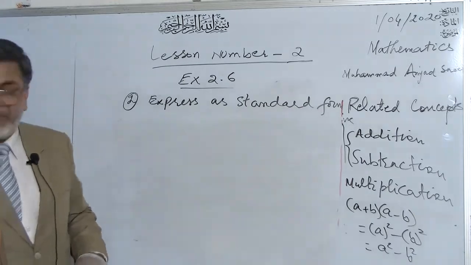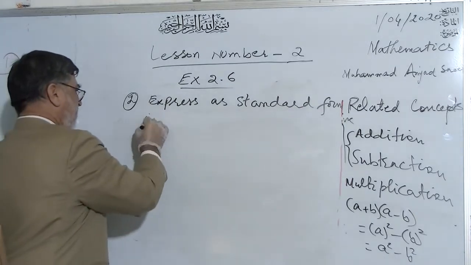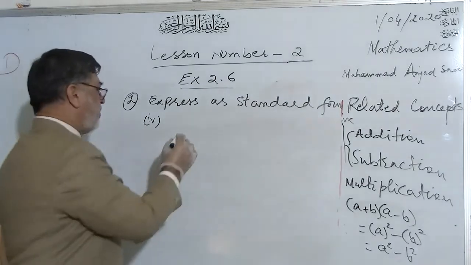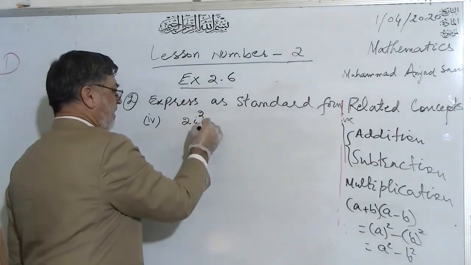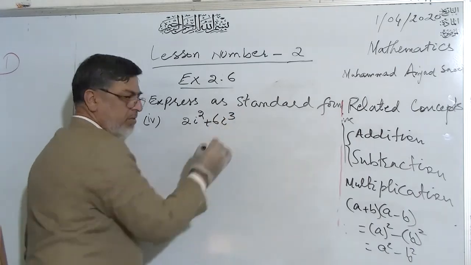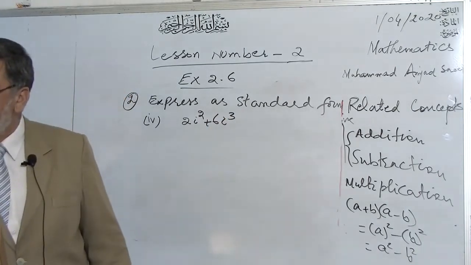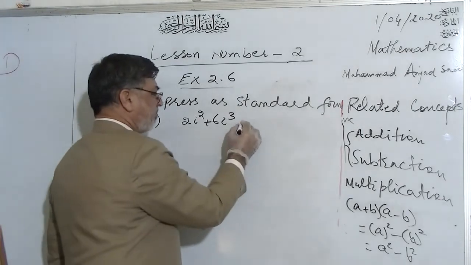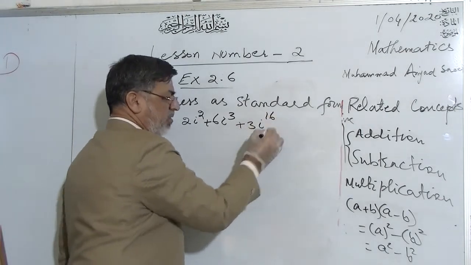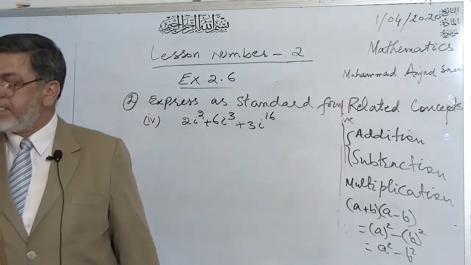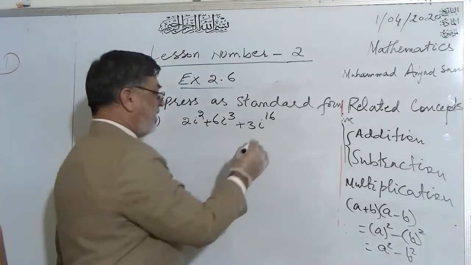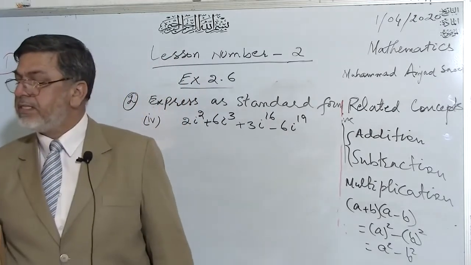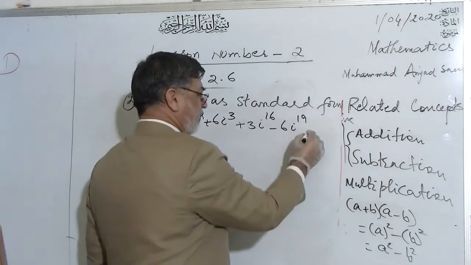Here is part number 4. This is 2 iota square plus 6 iota cube plus 3 iota 16 minus 6 iota 19 and plus 4 iota 25.